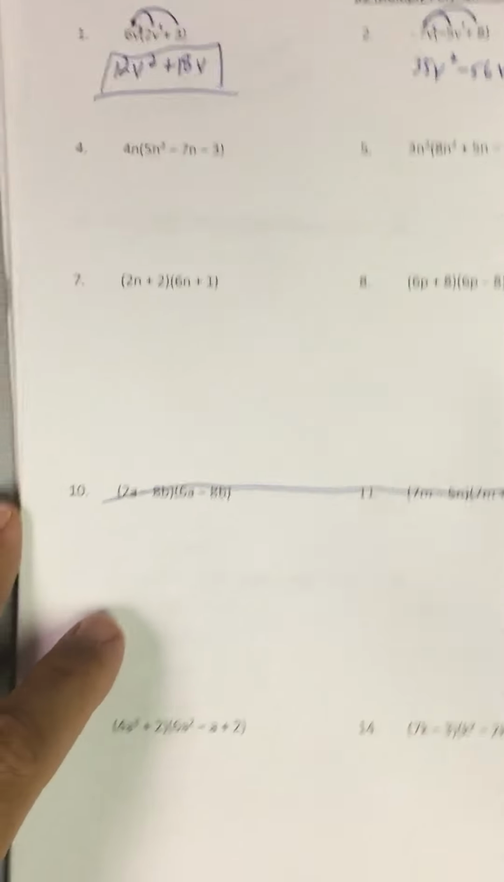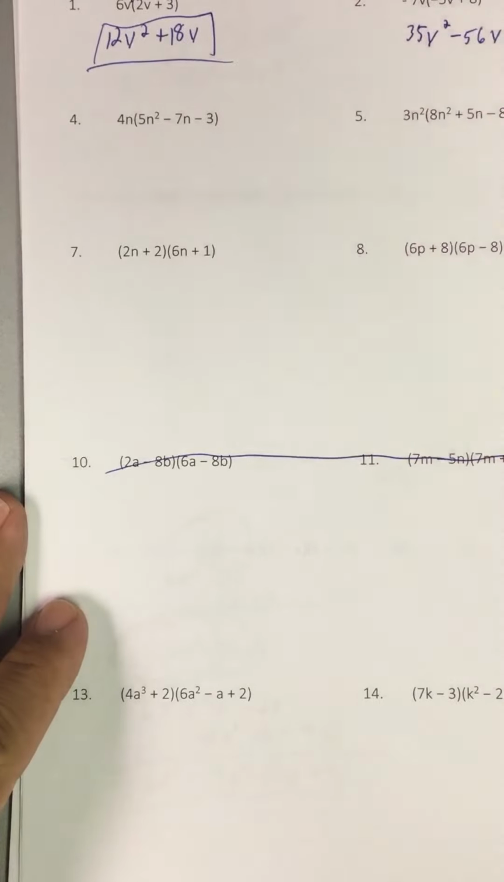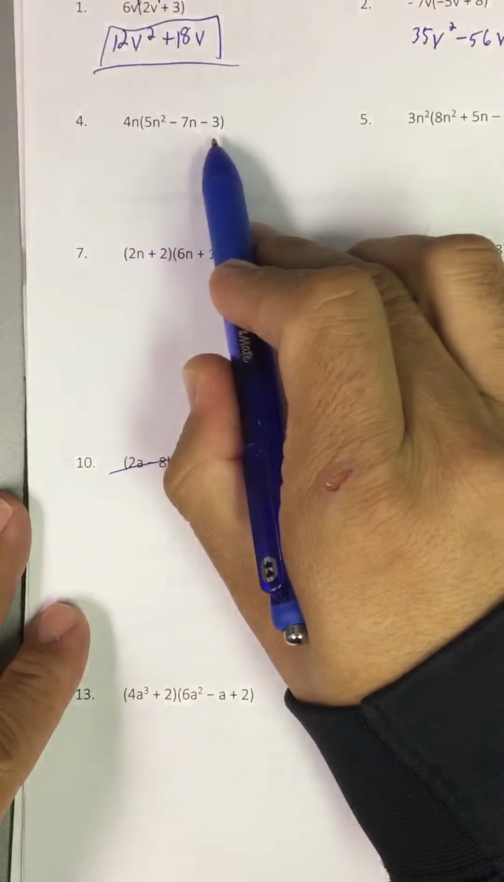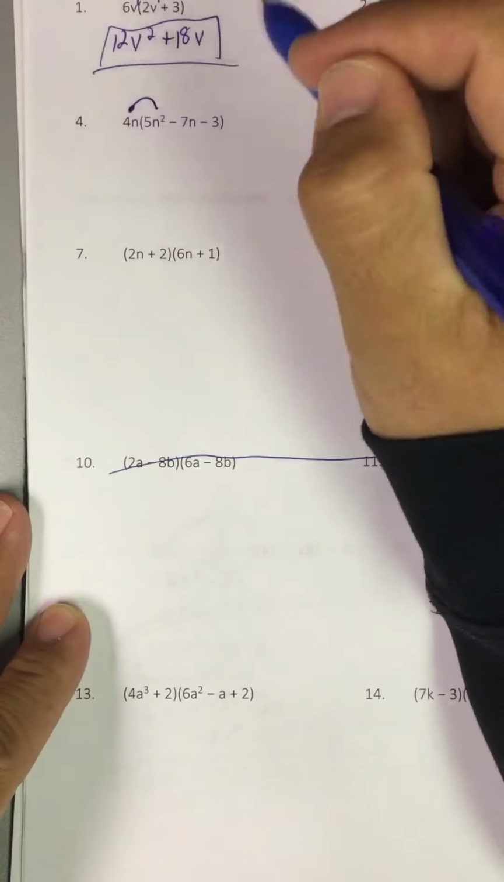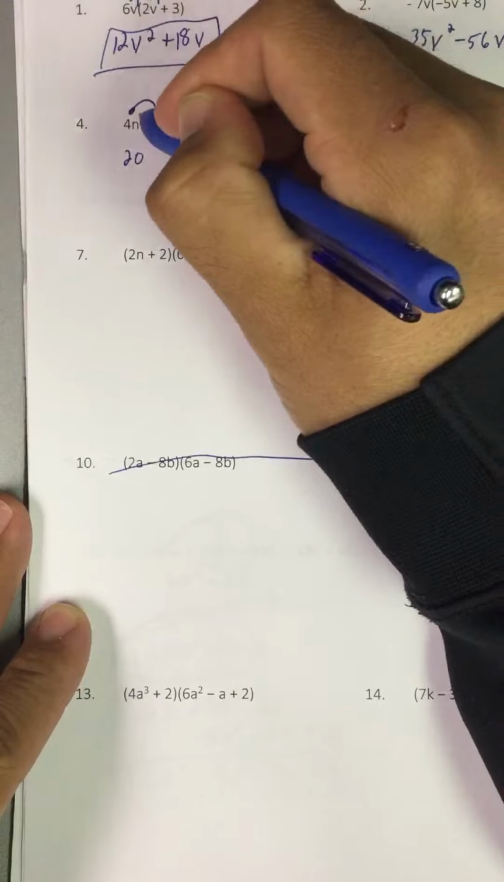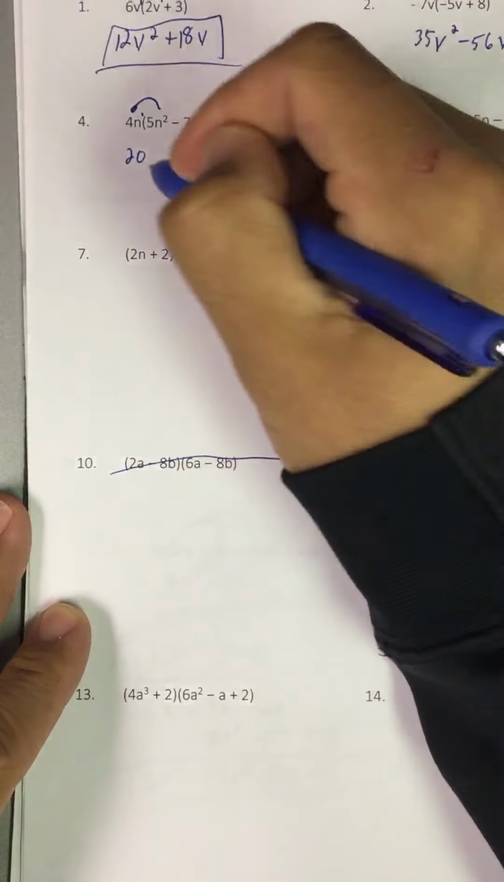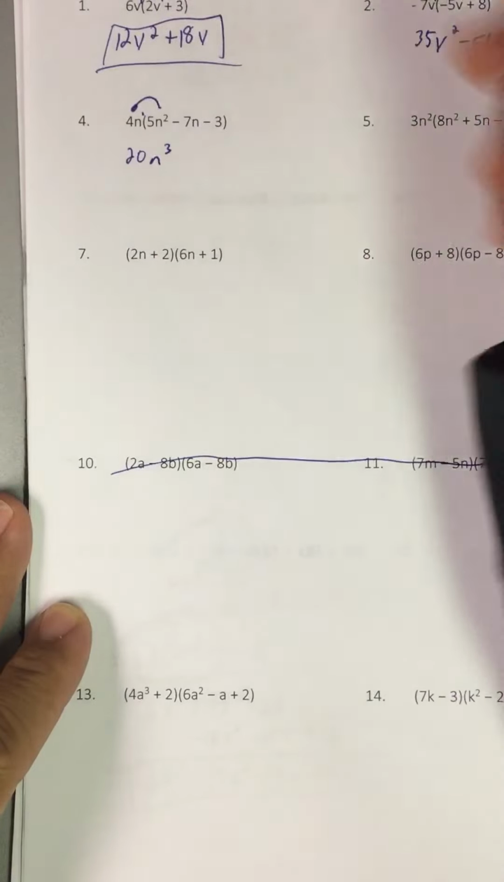I'll let you do 5 by yourself. I'll do also number 4. If they have 3 terms, it's no big deal. You're still doing the same thing. 4 times 5 is 20. N times n squared. Remember, you have a 1 there. So now that's n. 1 plus 2 is 3.